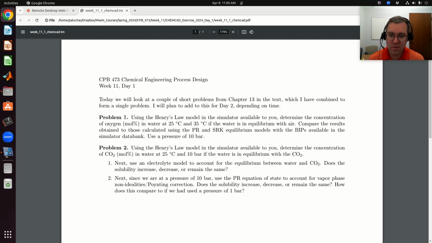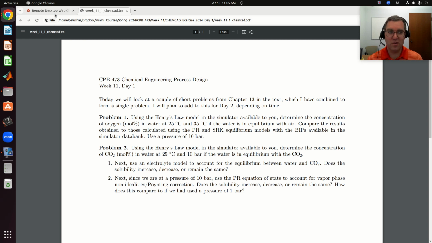In the first case, we're told to use Henry's law. Use the Henry's law model in the simulator available to you to determine the concentration of oxygen, mole percent, in water at 25 degrees C and 35 degrees C, if the water is in equilibrium with air. Compare the results obtained to those calculated using the Peng-Robinson and SRK equilibrium models with the BIPs available in the simulator databank. Use a pressure of 10 bar.